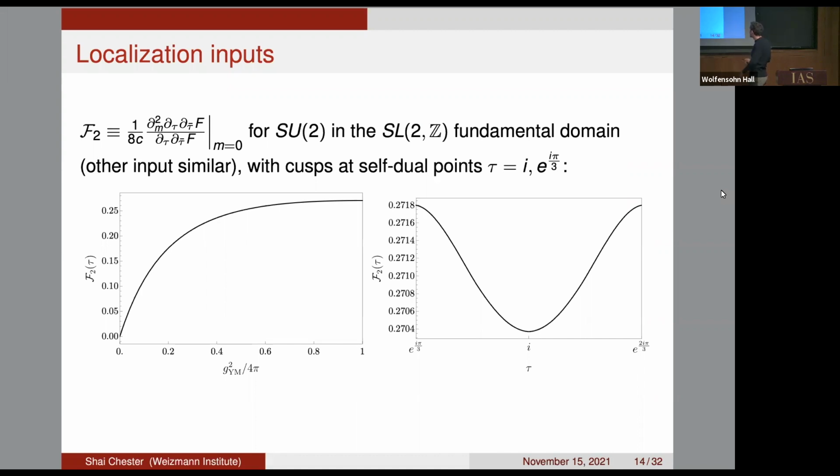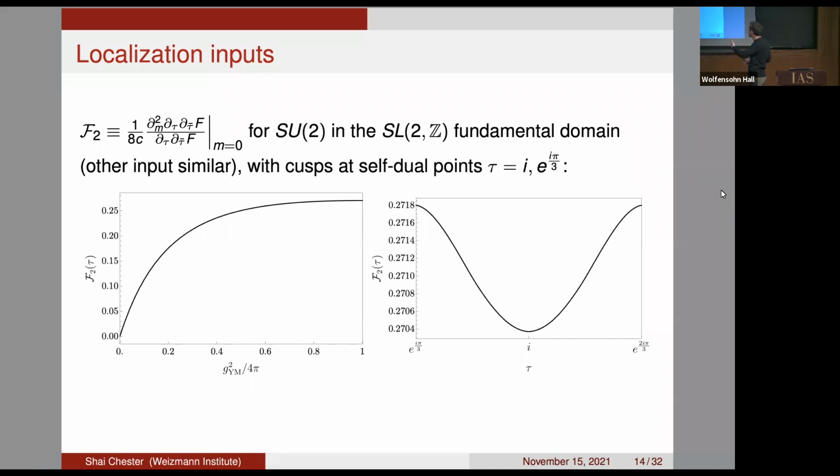It's this curve. The right-hand plot is showing going from tau equals i to tau equals e^(iπ/3), which is the Z3 self-dual point. So this is just giving you a flavor of how this input changes. So you can see that on the left-hand plot, it changes rather noticeably from 0 to a quarter, whereas on the right-hand plot, the change is very small. So it's going just from like 0.2704 to 0.2718, but it is changing.